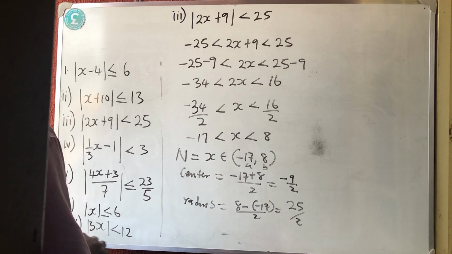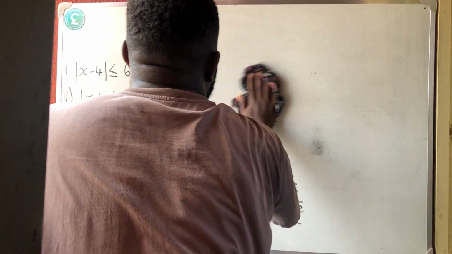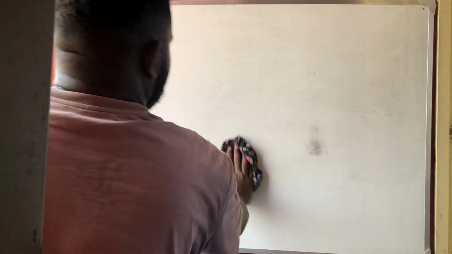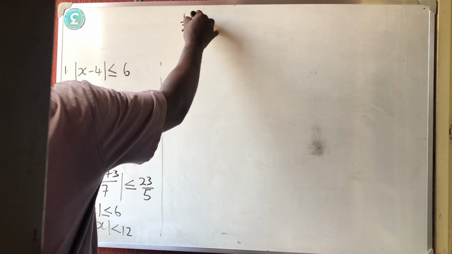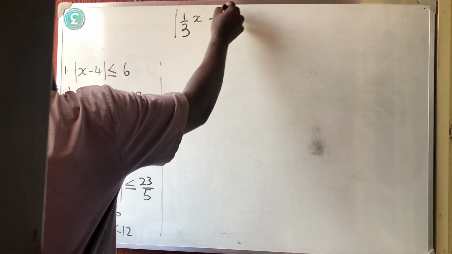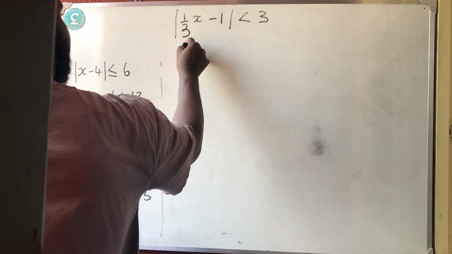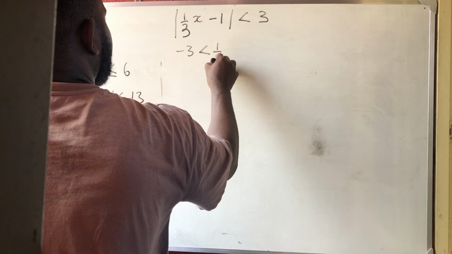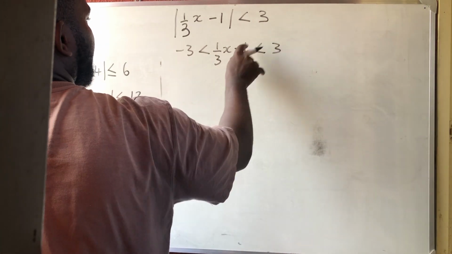So the next one, I think second to the last one. This one says the absolute value of 1 over 2x, 1 over 3x minus 1 is less than 3. So what do we have now? Minus 3 is less than 1 over 3x minus 1, which is less than 3. The 1 can cross first to have what?